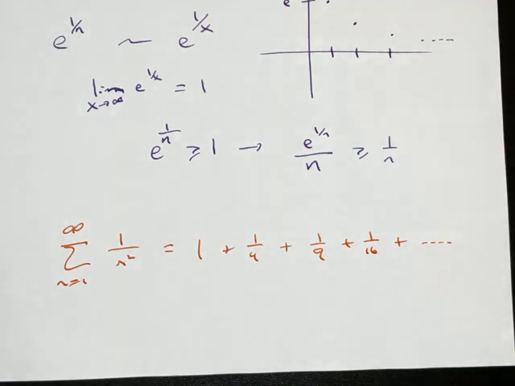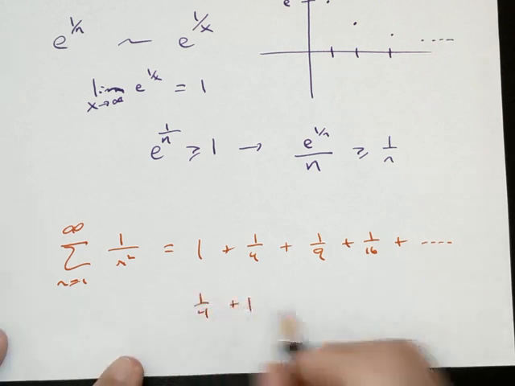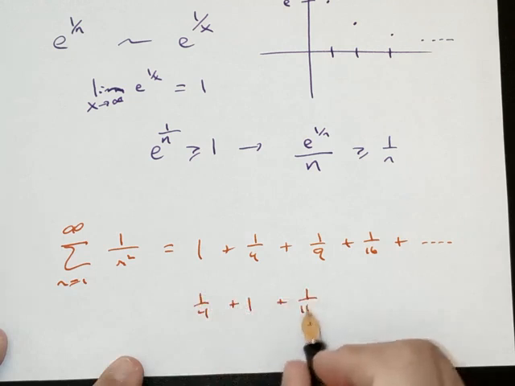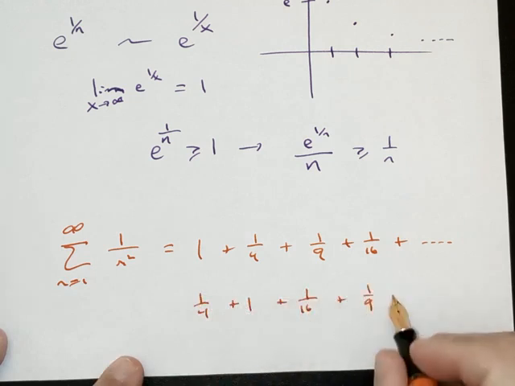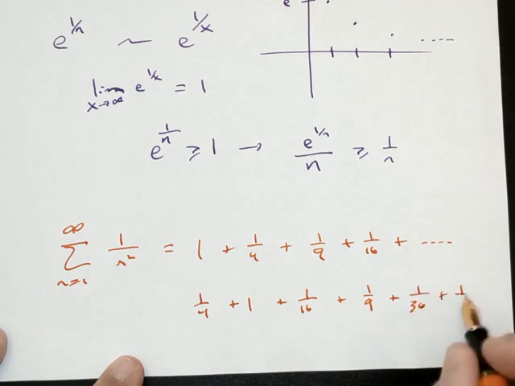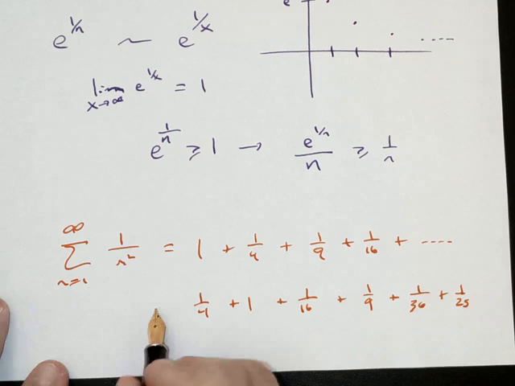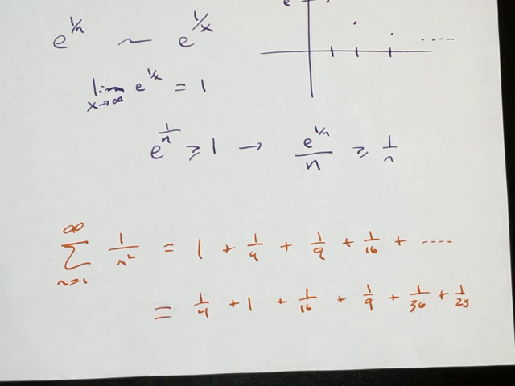Ready? Here's what I want to do. I want to take those and I want to switch the order of every two terms. So I'm going to write it 1/4 plus 1 plus 1 over 16 plus 1/9. Let's see. It would then be 1 over 36 and 1 over 25, right? Now that's still the same total, isn't it? That's exactly the same thing.